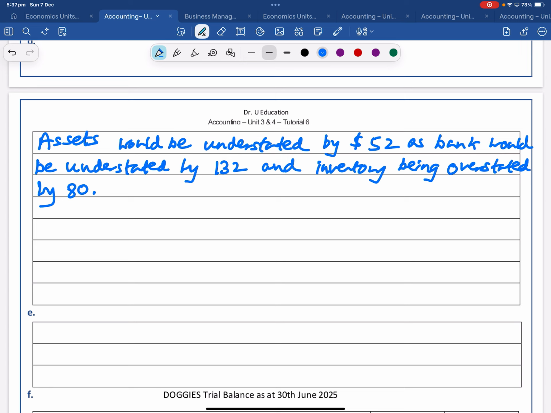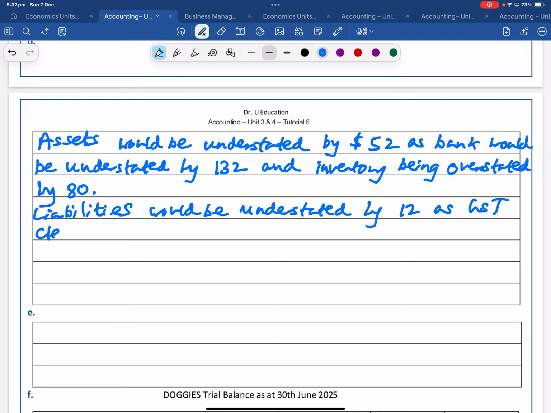Liabilities would be understated by 12, as GST clearing would be understated by 12.